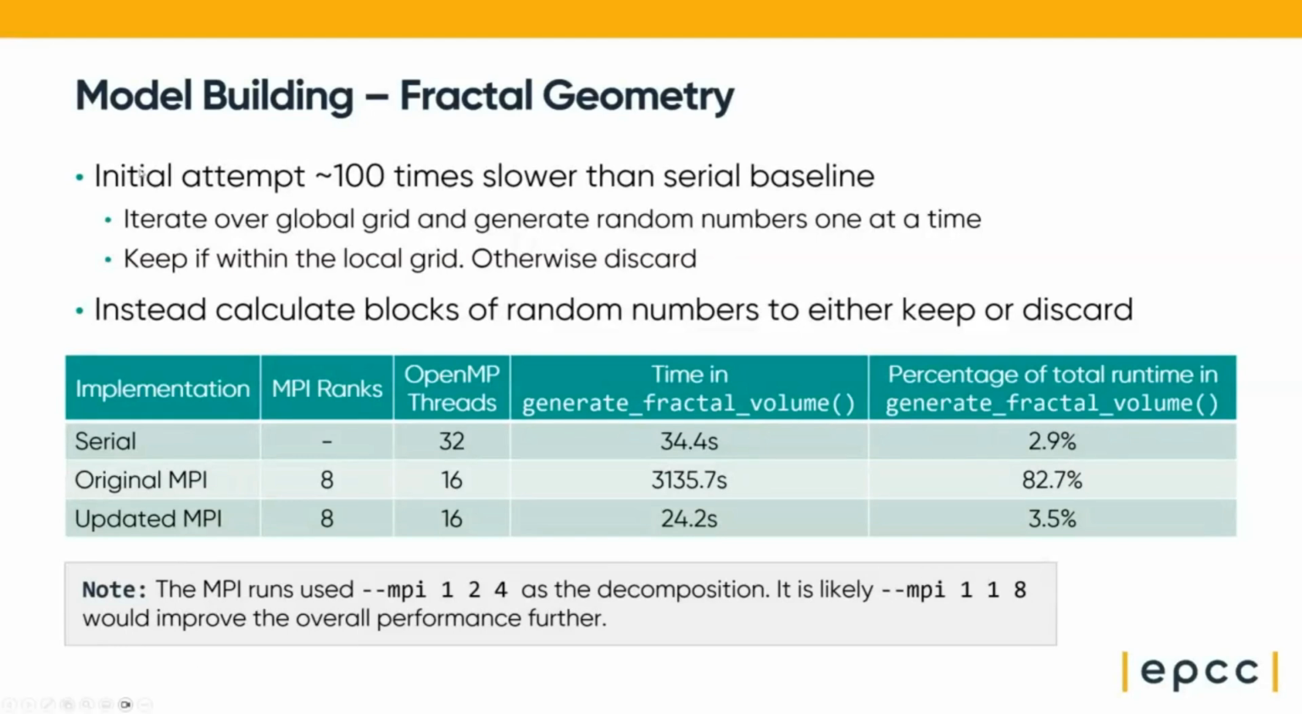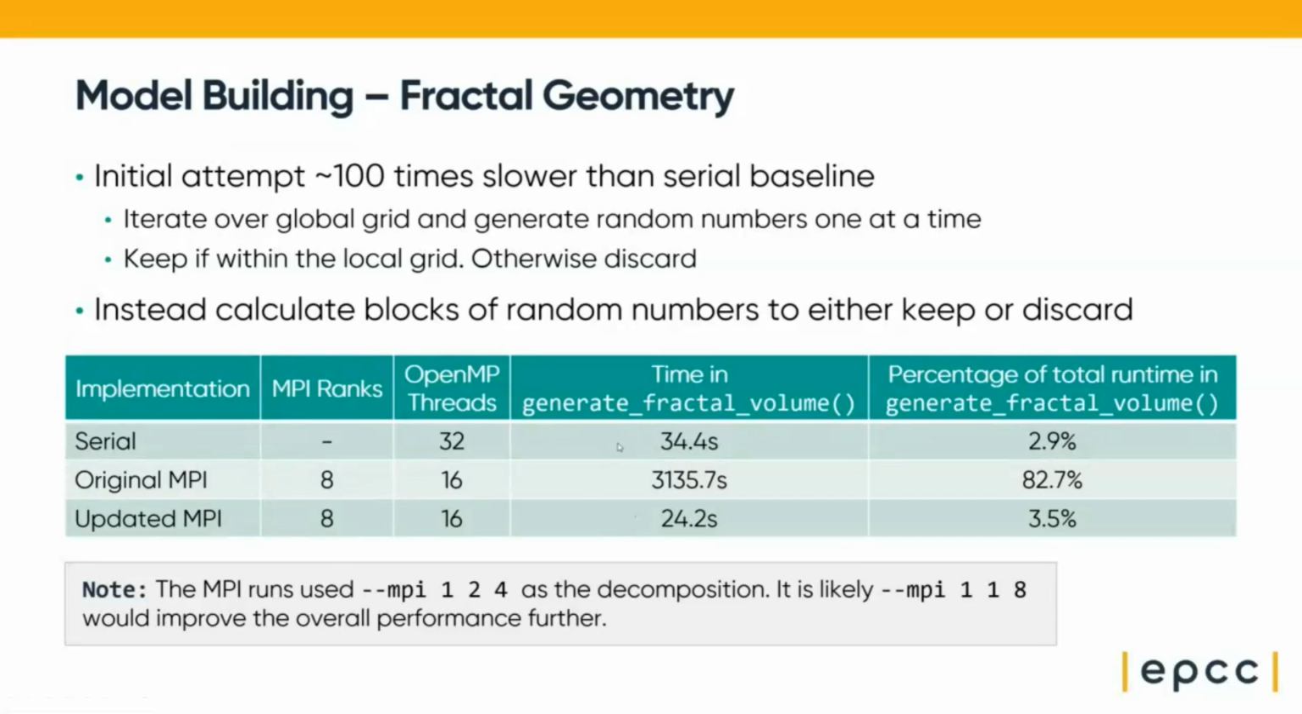So instead, because this is a known 3D domain, you can calculate a whole chunk of numbers that you need to keep or discard, and generate them all at once with, again, an efficient NumPy call that is significantly faster, as you can see here. So again, this is all single node runs. The MPI one, we ended up getting faster than the serial.